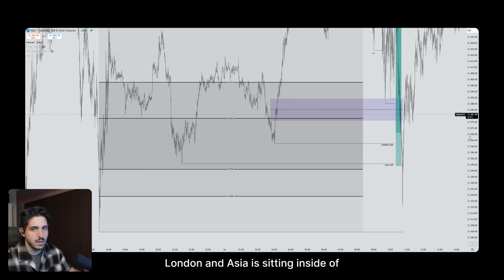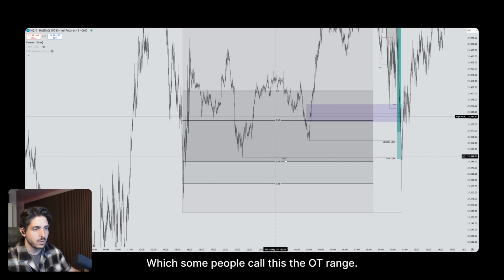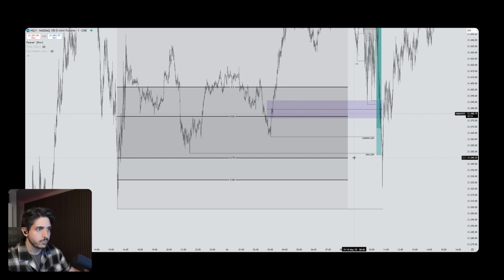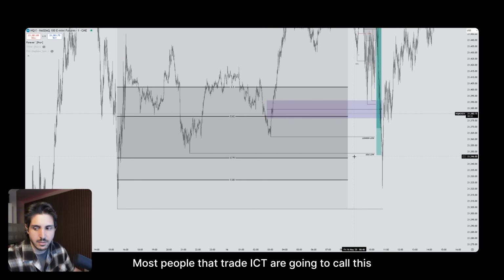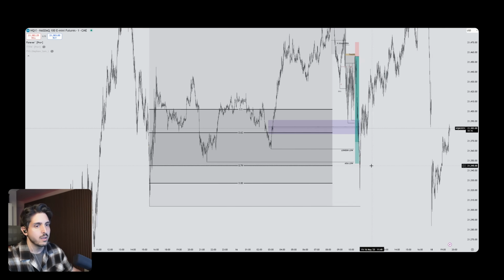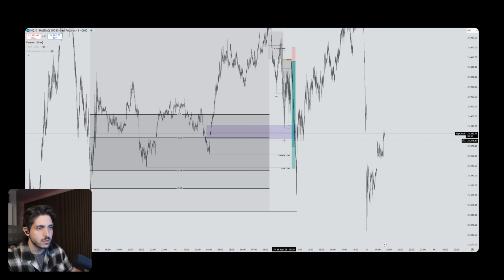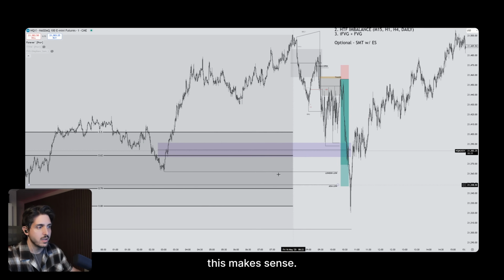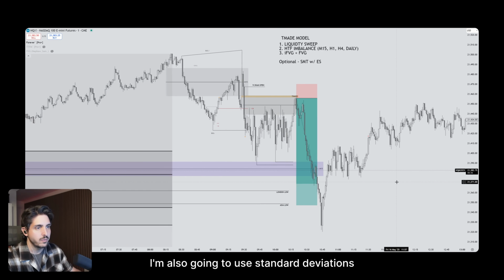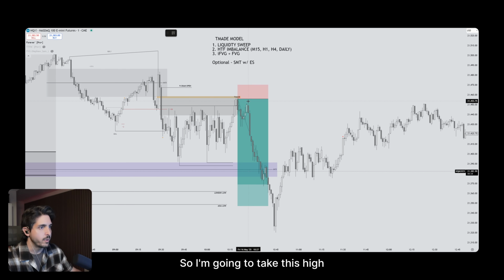London and Asia is sitting inside of 0.62 and 0.79, right? Which some people call this the OT range. Well, not some people. Most people that trade ICT are going to call this the ICT OT range, right? The 0.62 to 0.79. So for me, that's a perfect target because I'm looking for price to reverse in this area anyways. So for me, this makes sense. I'm also going to use standard deviations to figure out where we can potentially reverse, right? So I'm going to take this high to this swing low point here.